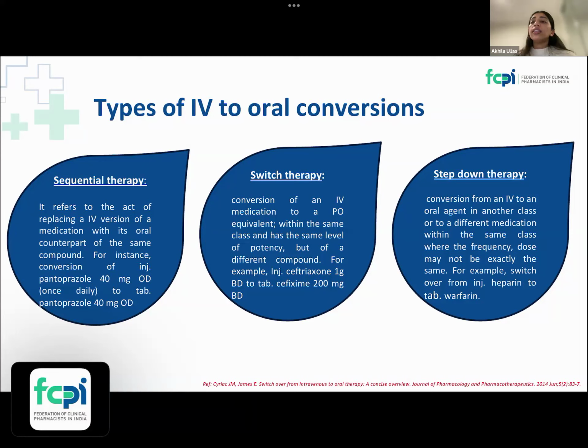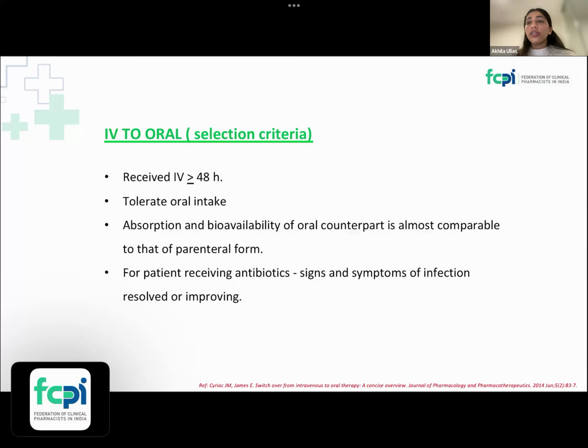Okay, and the third one is step down therapy. For example, you are switching from injection heparin to warfarin. So these are the types of IV to oral conversion we need to look at. We commonly see these in our day-to-day practice. More commonly, we use these types of switching therapy in the ICU, and in the ward also.